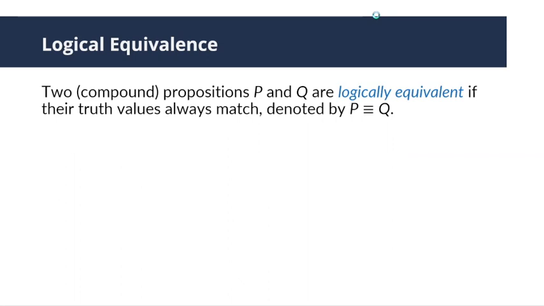We say two compound propositions denoted by P and Q are logically equivalent, or in short, equivalent, if their truth values always match. And here, we introduce a new notation. These three horizontal bars represent this equivalence relation. So if P and Q are equivalent, we write it this way.